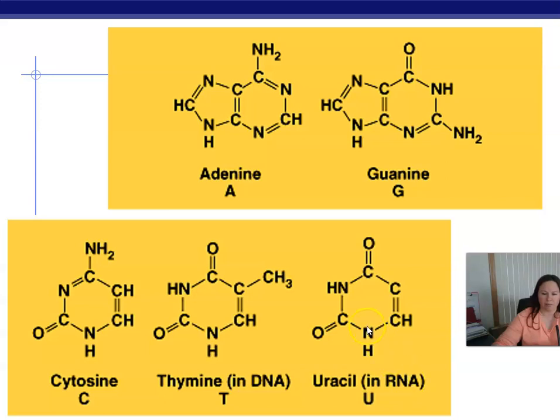All right, if you want to pause the video, take a look and see if you can actually see the difference between thymine and uracil. There's not a lot of difference between those two. You'll notice there's just a little CH3, that's called the methyl group. That's on thymine, but it's not on uracil. So these two are very similar. One of them's in DNA only, and one is in RNA only. But adenine, guanine, and cytosine can be found in both DNA and RNA.